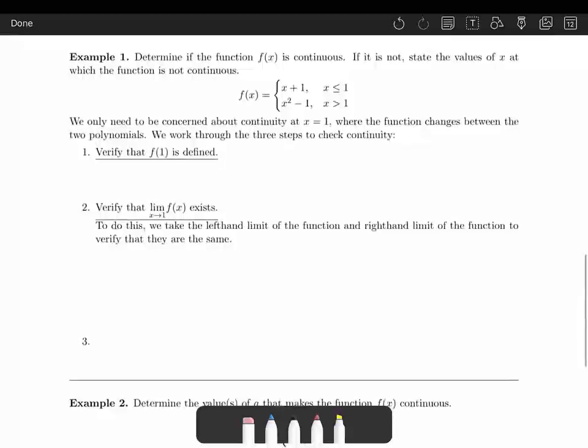Our question says, determine if the function f of x is continuous. If not, state the values at which the function isn't continuous. In this piecewise function, remember that a piecewise function is defined differently for different values of x. So for this function, if x is less than or equal to 1, we're looking at the line x plus 1. And if x is greater than 1, we're looking at the parabola x squared minus 1.